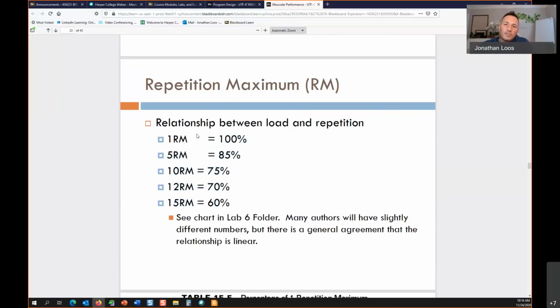And so what that means is, I'll just use easy numbers, if you can bench press 100 pounds and that's your max, that means that you probably could do 75 pounds for 10 reps, or you can do 60 pounds for 15 reps, right? If your bench press max was 200 pounds, your 1 RM would be 200 pounds, your 5 RM would be 170 pounds, your 10 RM would be 150 pounds, right?